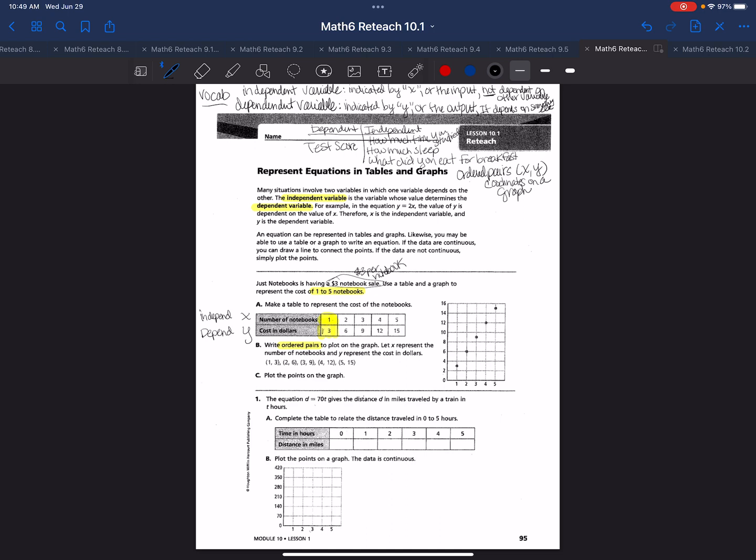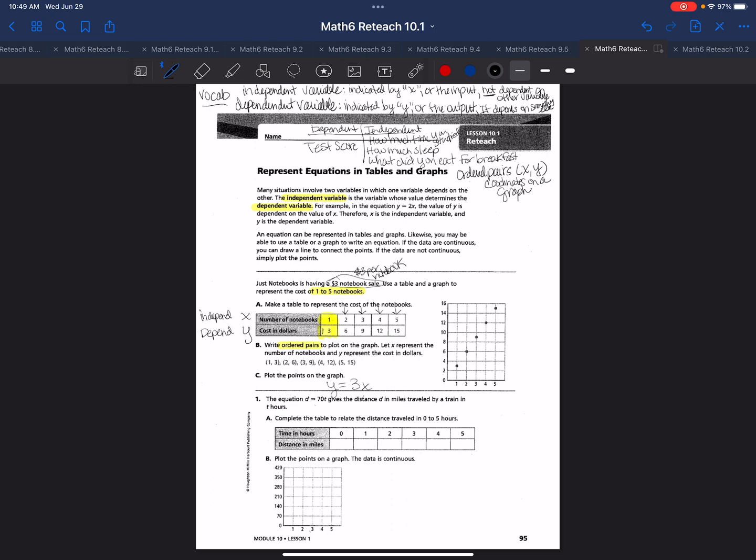So I know if I buy 2 notebooks, it's going to be $6. If I buy 3 notebooks, it's going to be $9. If I buy 4 notebooks, it will be $12. If I buy 5 notebooks, it will be $15. And we know that because everything is being multiplied by 3.